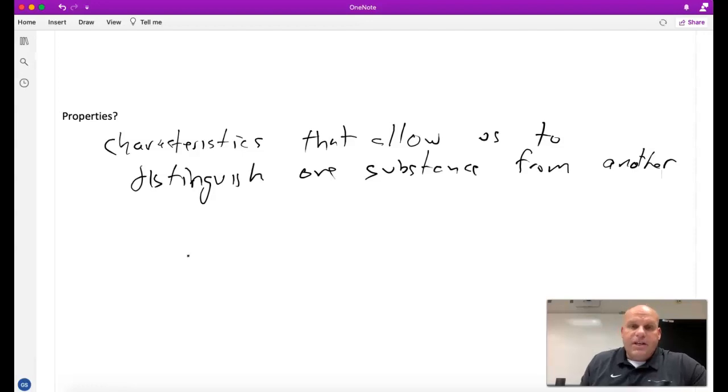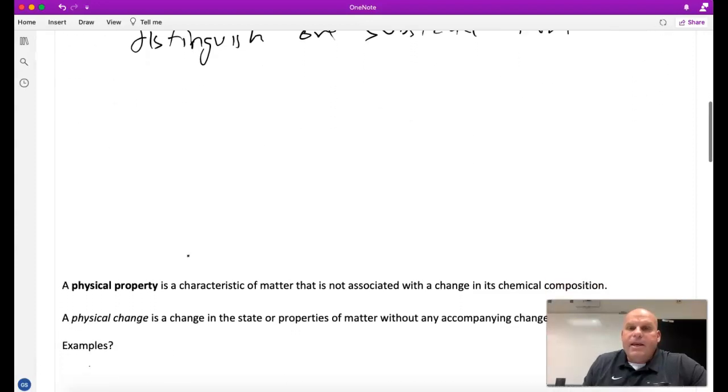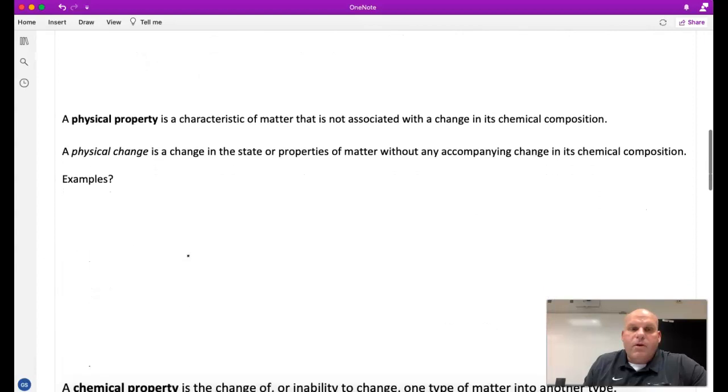So as we think about those things, and we want to look at different substances, different types of matter, and think about how we classify them, we're going to do that by looking at their various properties. So properties can be either physical or chemical.